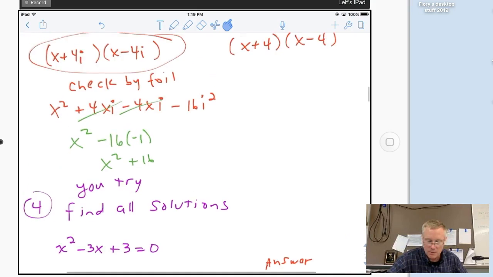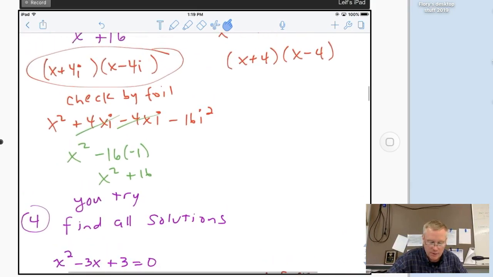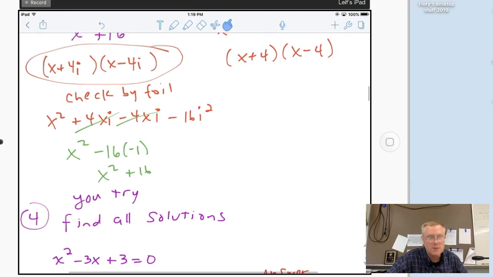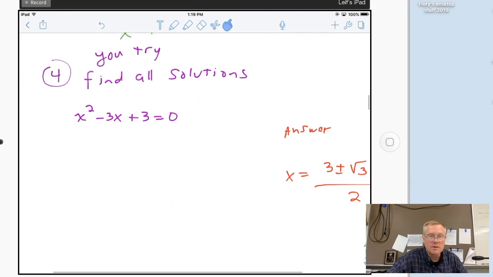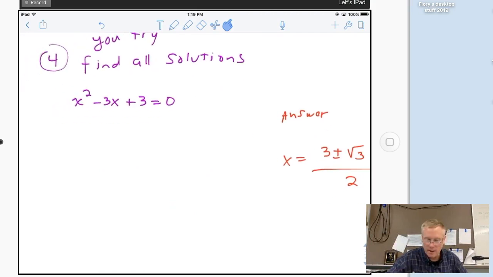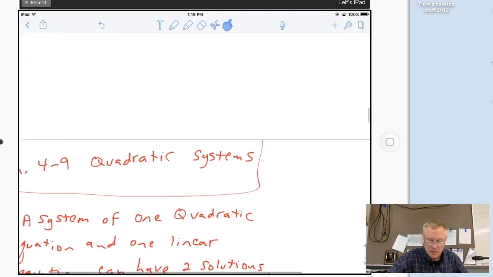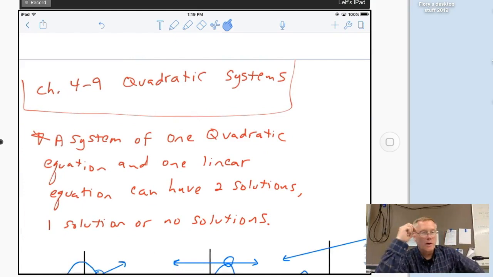Okay, so this one, I want you to try this. Find all the solutions. x squared minus 3x plus 3. I'll be kind and give you the answer. There you go. You can see that you got it right, but show me the work in class if you want full credit. And then I'm going to move on now. That was a quick finisher-upper on 4-8. Now I'm on to 4-9.